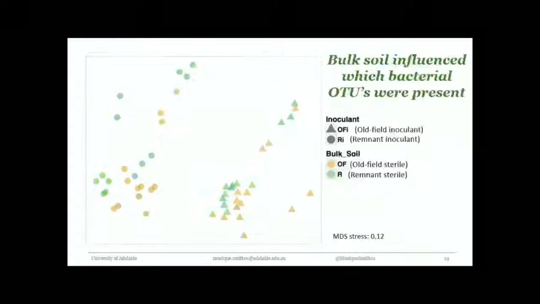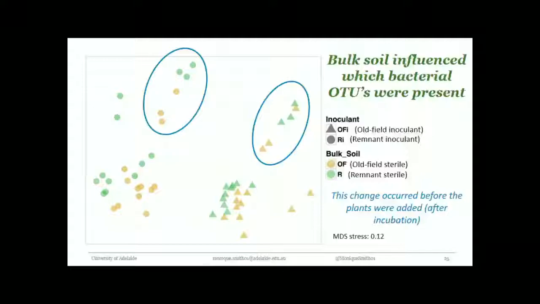Now, you may remember I said it was a three-way interaction, so bulk soil also influenced the bacterial OTUs present, as we'd expect, given the difference in nutrients. So this is the same MDS, but I've just put different labels on because it gets very complicated if you put three-way in one graph. But these samples here were before the plants were added. So this is after 2 weeks of incubation. The microbial communities are beginning to separate there, so they're responding very quickly to the differences in nutrients between the bulk soil.